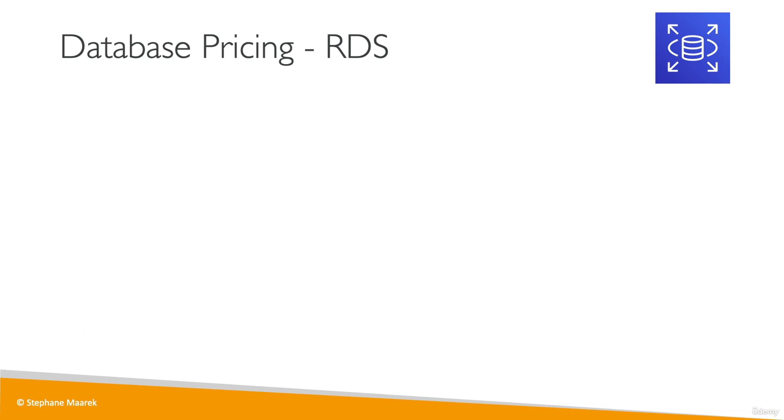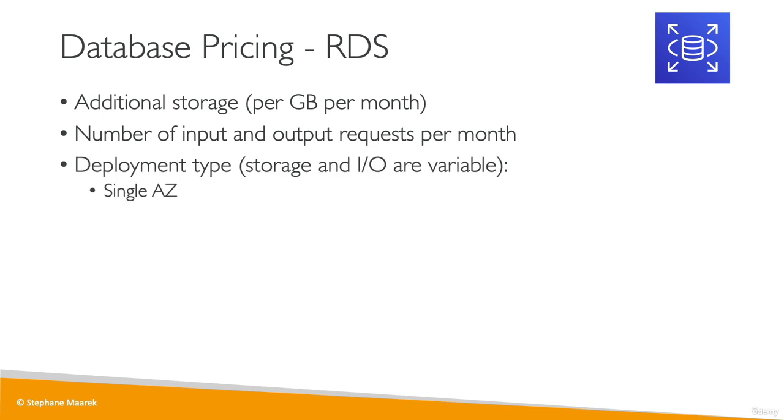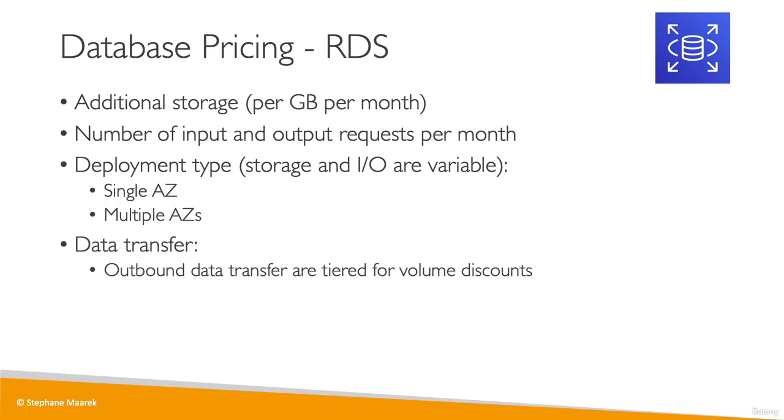Then for RDS, you're going to pay obviously for the underlying storage in gigabytes per month based on the EBS volume that you provision for your RDS database. You're going to pay for the number of input and output requests per month, the deployment type, is it a single AZ or is it multi-AZ, in which case you're going to pay for 2 RDS databases, as well as the data transfer. So any data transfer out of your database is going to be paid and tiered based on volume, and any transfer into your database is free.